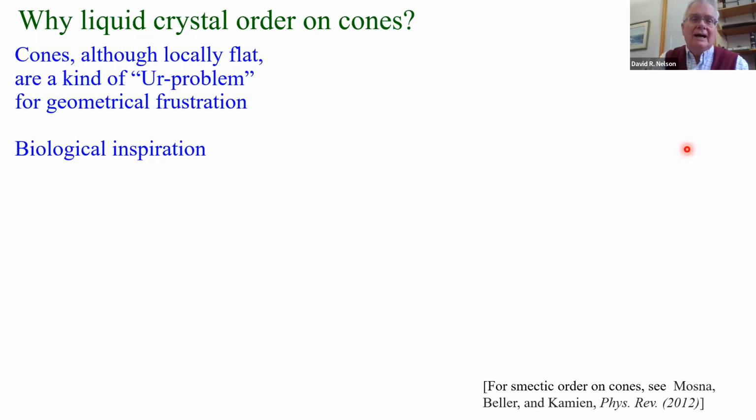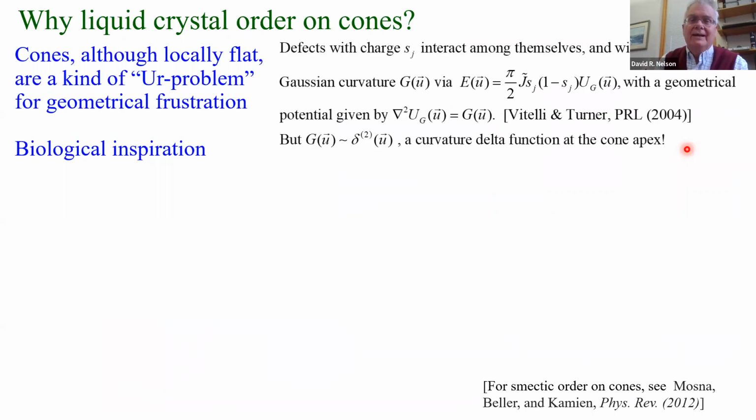Okay, so I like liquid crystal order on cones. That's probably already evident. And although they're locally flat, I think of them as a kind of fundamental problem of geometrical frustration. If you can't do a cone, then the other problems are probably even harder. And one of the things that we know about geometrical frustration that makes cones interesting is, as you'll see, that if there are defect charges like disclinations on these cones, they not only interact among themselves, they interact with a kind of delta function of Gaussian curvature, which exists on the apex of the cone.